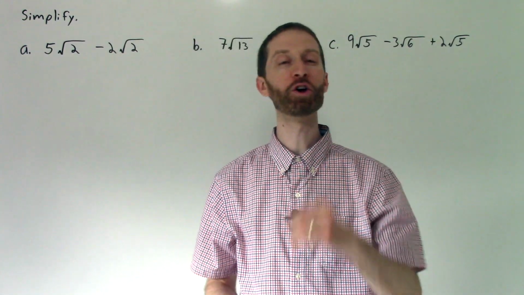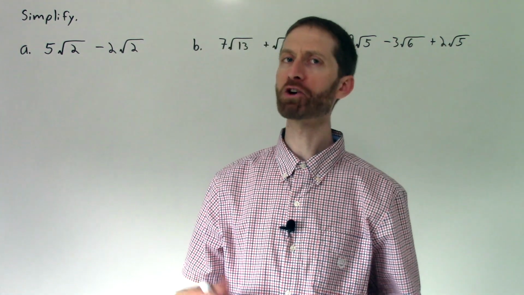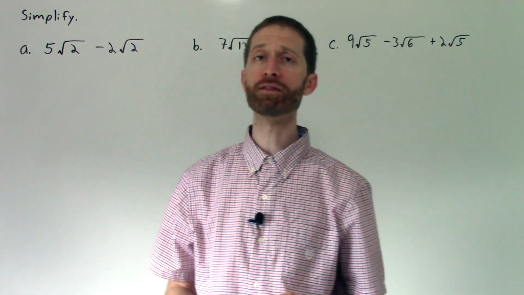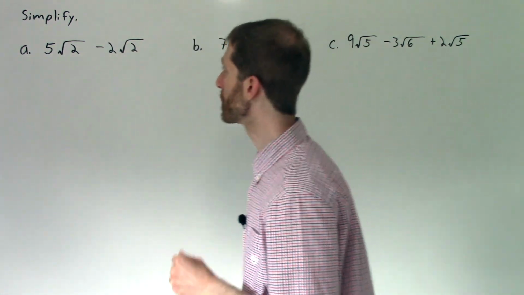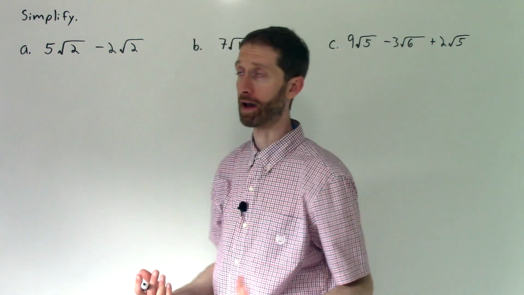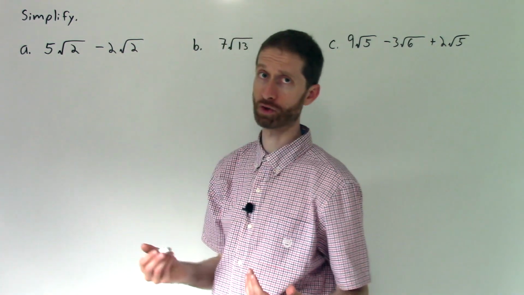In this video we're going to go over how to add and subtract like radicals. I want you thinking of this as if we're adding and subtracting like terms, and I'll show you what I mean. So here we have the instructions to simplify 5 times the square root of 2 minus 2 times the square root of 2.